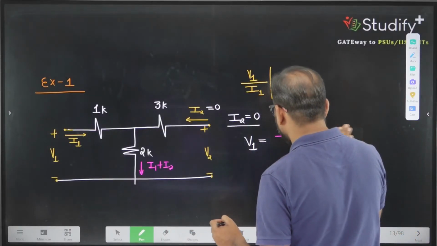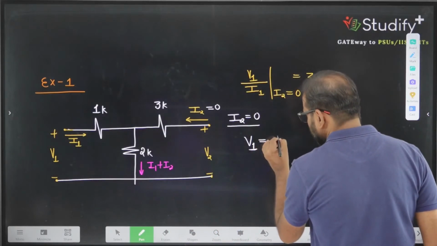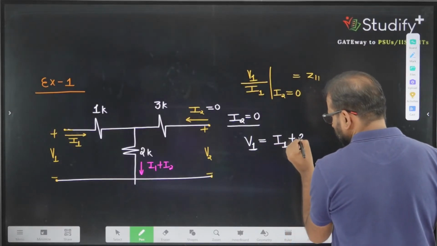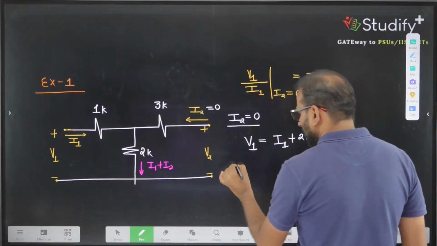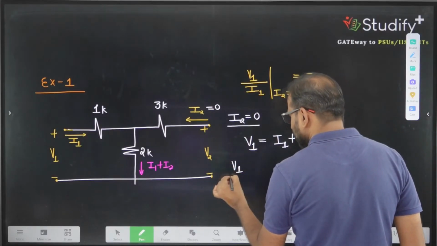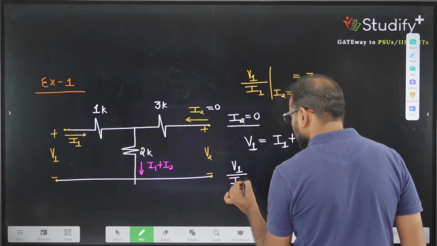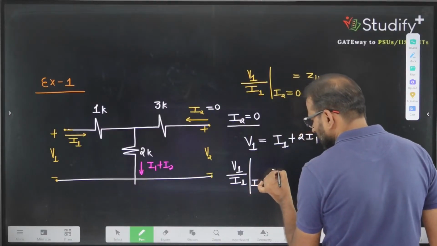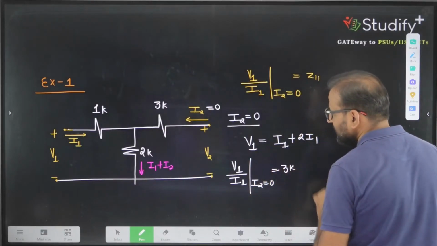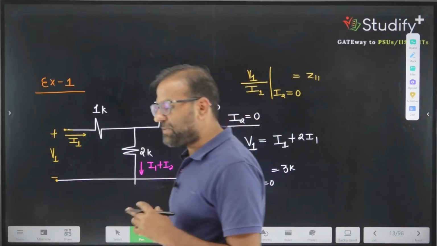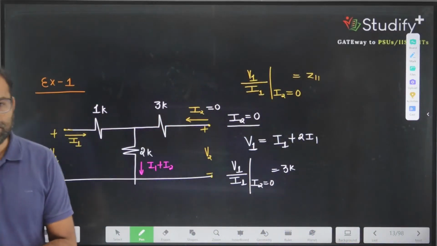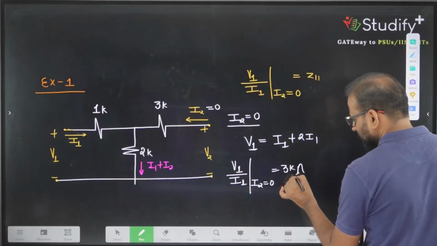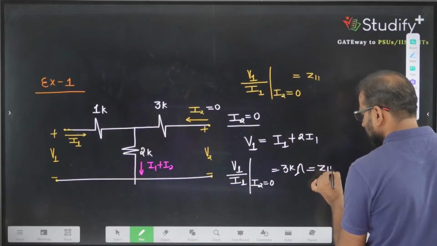V1 is equivalent to I1 plus 2 times of I1. So V1 divided by I1, by making I2 equal to 0, this value is 3K. So what is Z11 parameter? Z11 parameter for this network is 3K. 3 kilo ohm resistance. This is the input impedance, or you can call this parameter Z11.